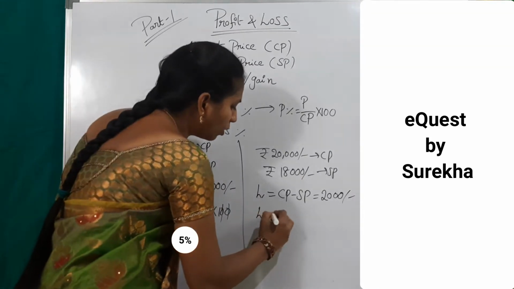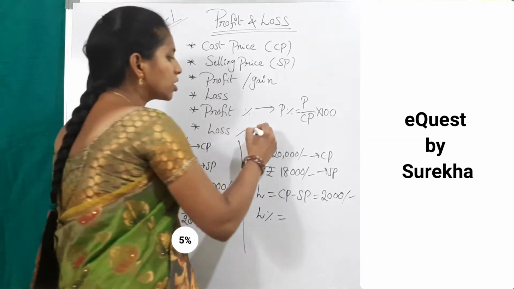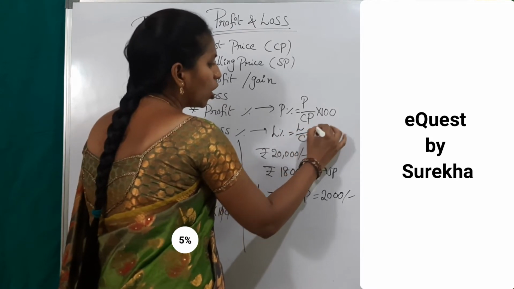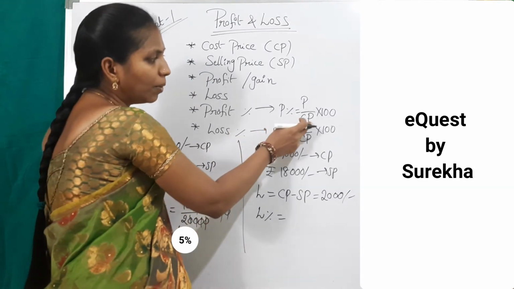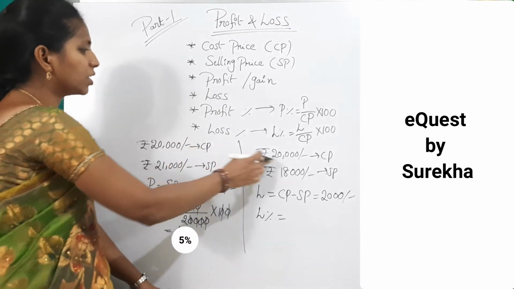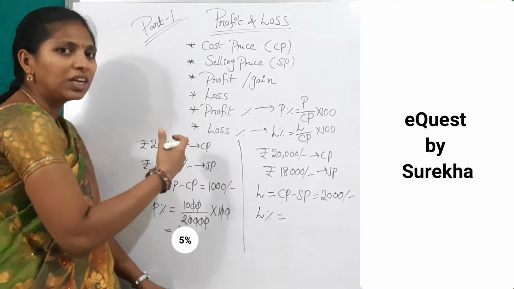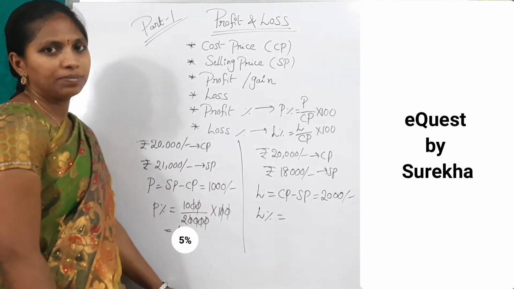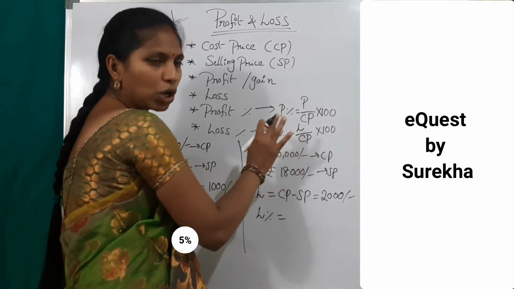Now I want to find out the loss percentage. What is the formula for loss percentage? Loss percentage equals loss by cost price into 100. Observe here, in the denominator the cost price is always there. Because here the cost price is fixed, 20,000 and 20,000, but I sold that mobile phone at different rates, 21,000 and 18,000 rupees. Here the denominator is the same, that is always the cost price.